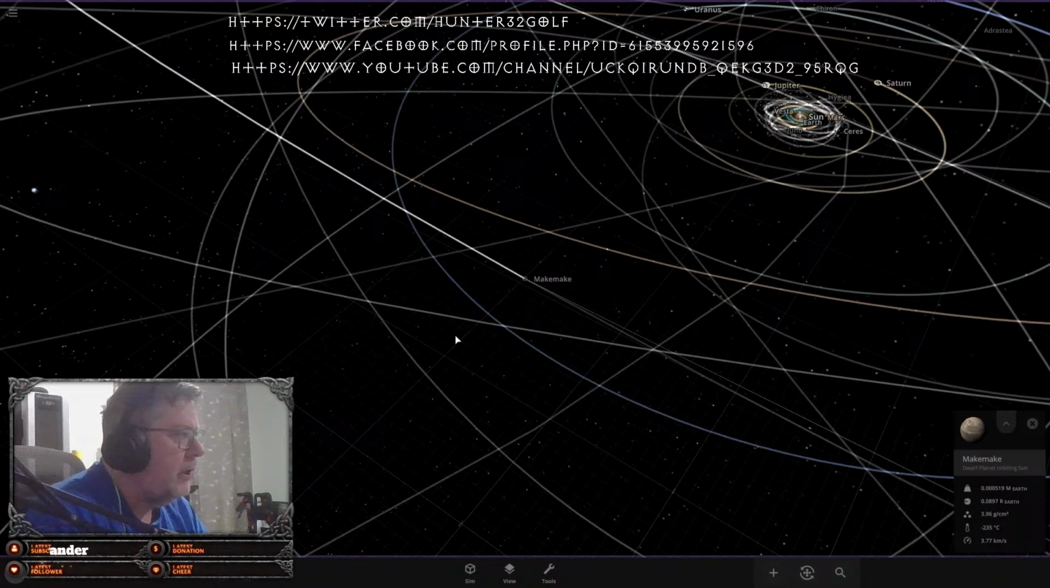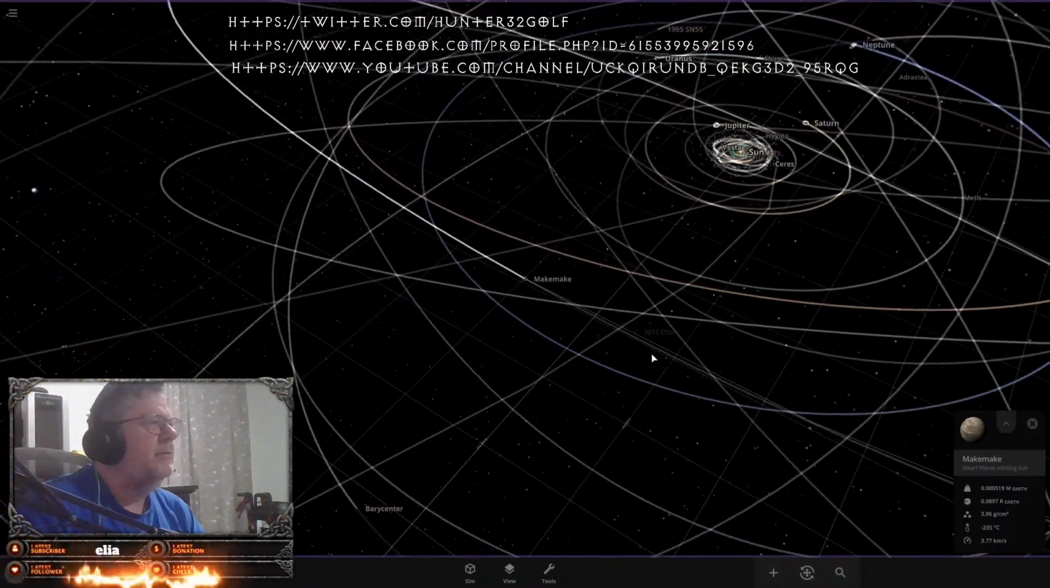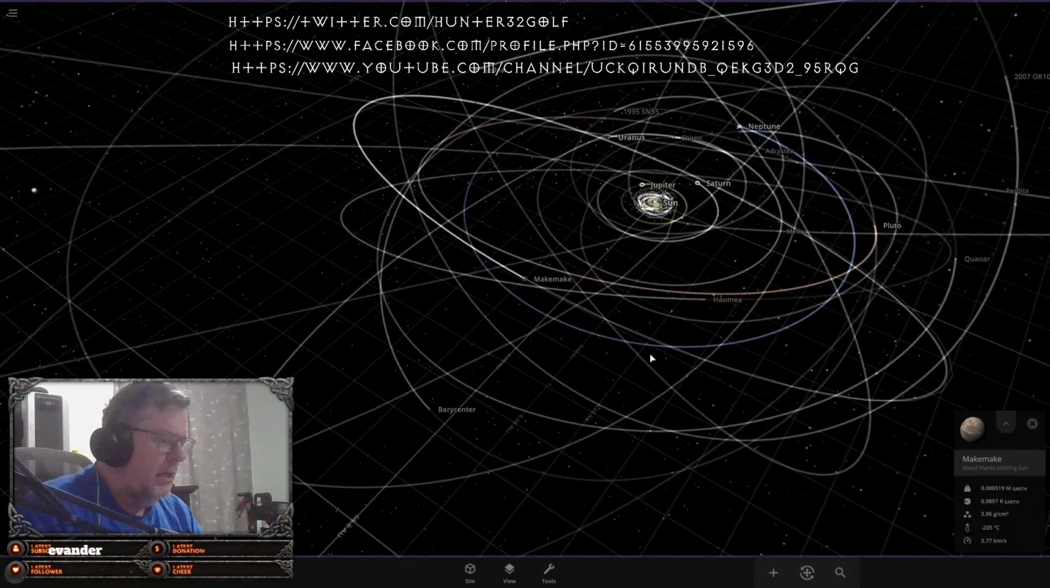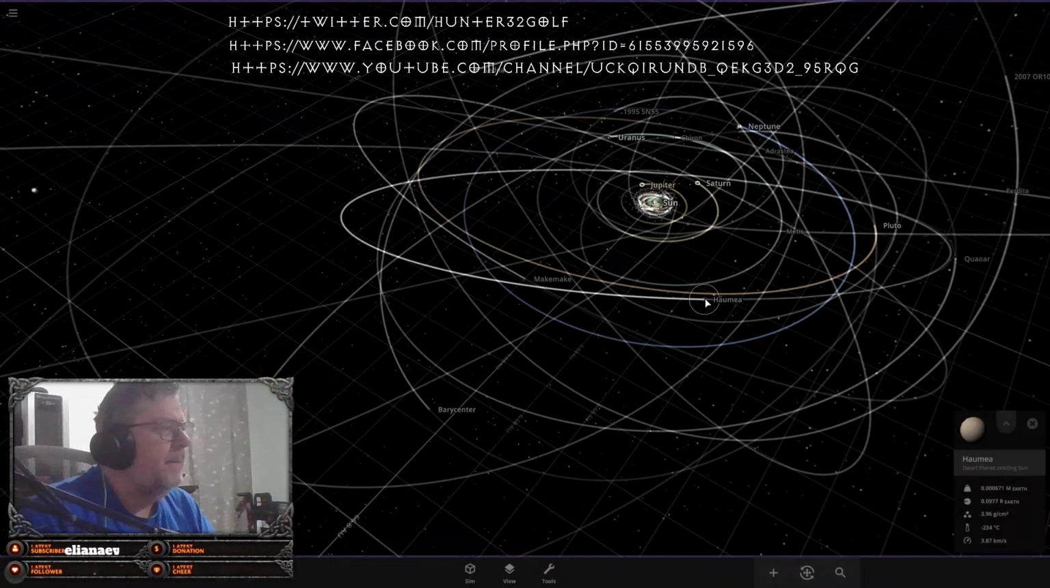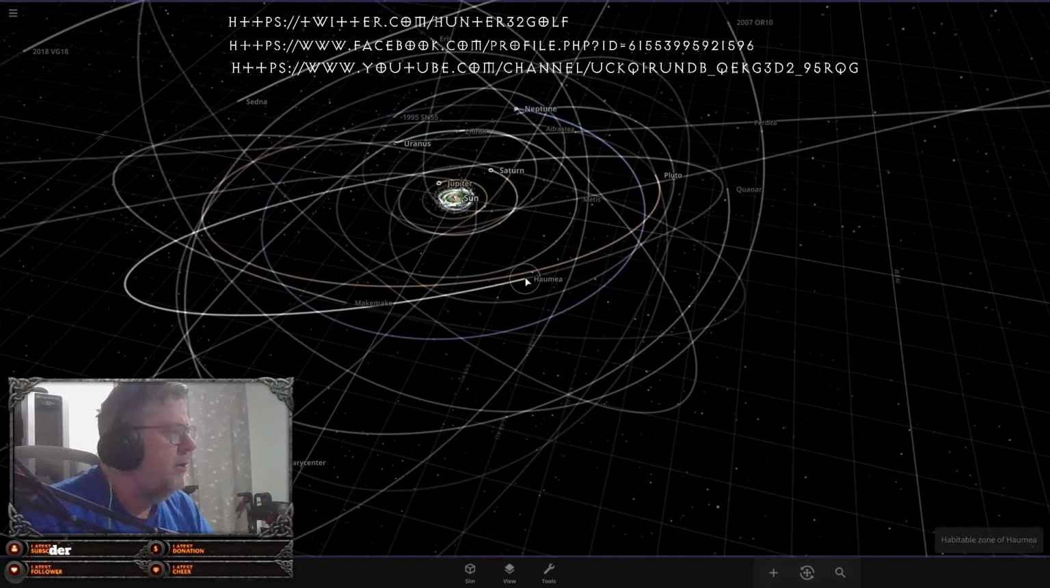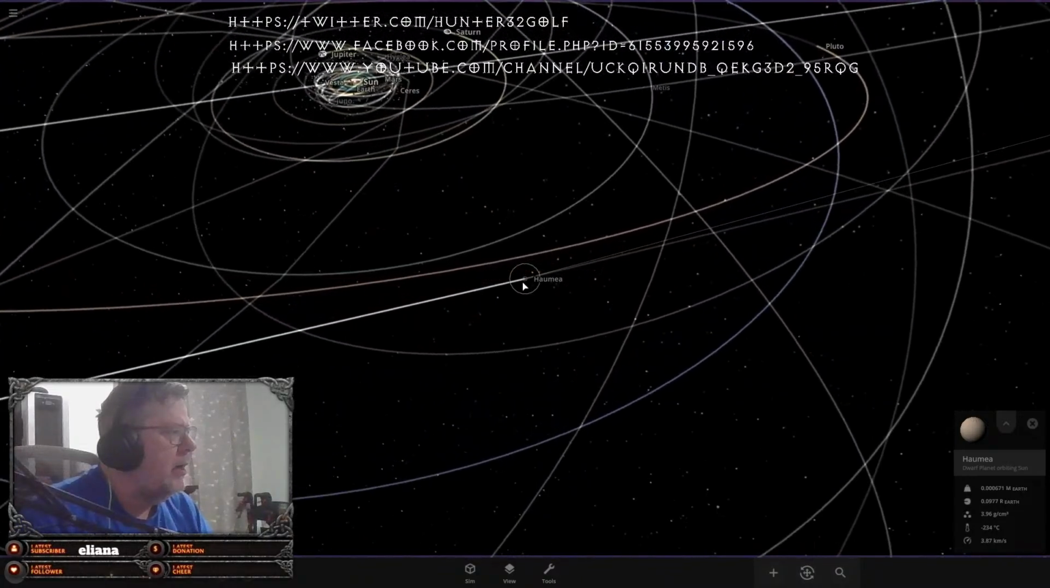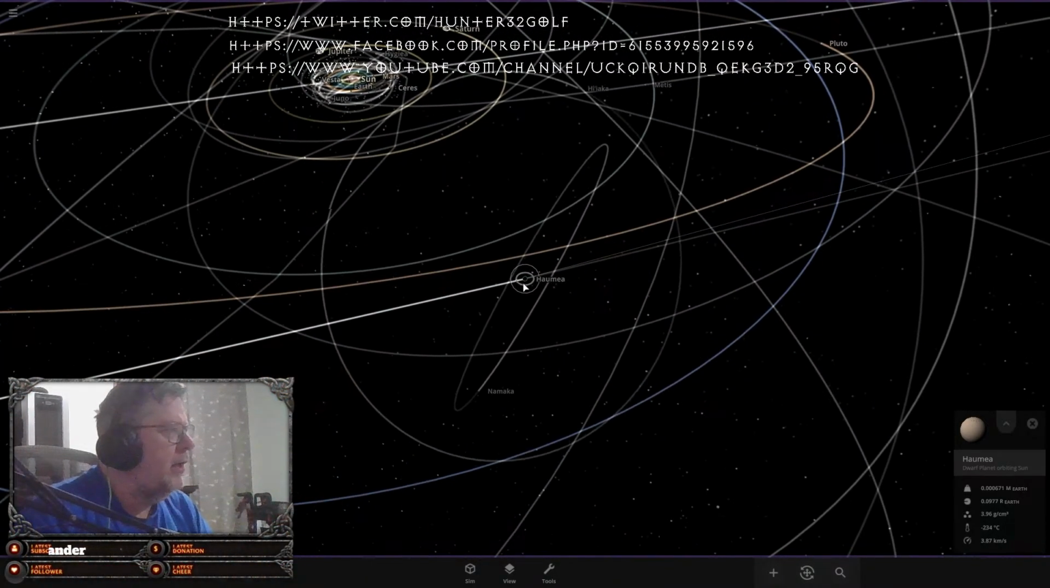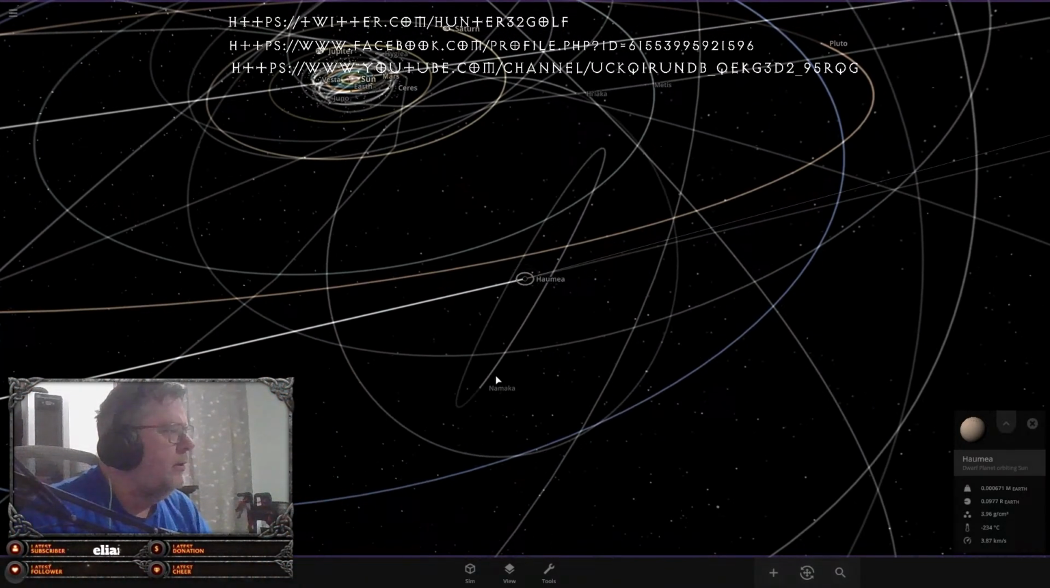Haumea. Now, Haumea and Quaoar, this is Quaoar, and this is Haumea. They almost have the same orbit. We come in here to Haumea, and look at that.